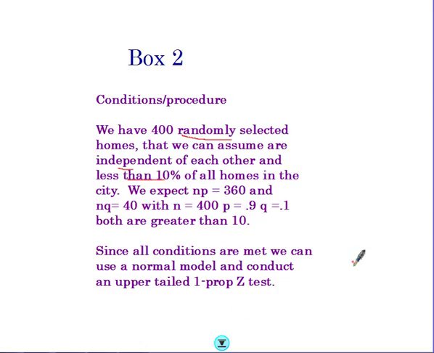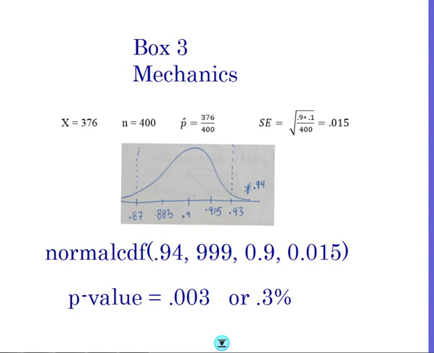So notice I specified which type of tail test I was doing as well. You should also kind of specify that. So that's box 2. What does box 3 look like? Box 3 was our work, our mechanics. So now here's where we introduce p-hat.